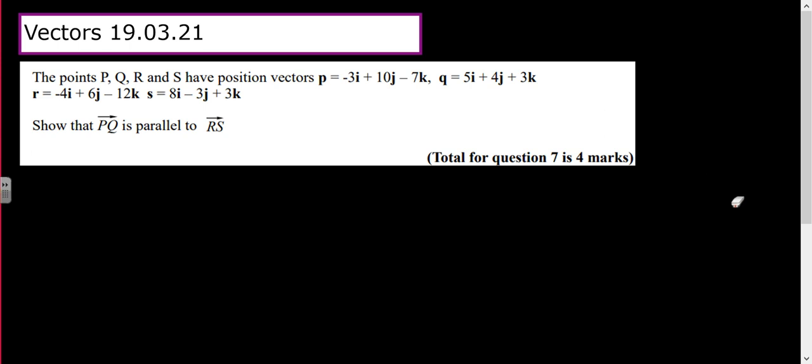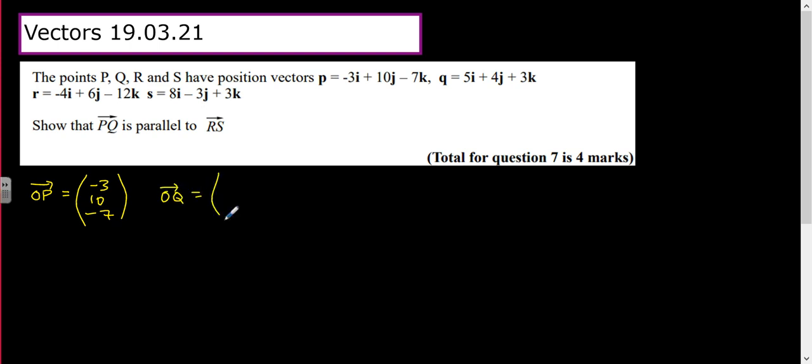So the last one really that I wanted to go through was just this, because I hadn't talked about the fact that when vectors are parallel, then one of them is a multiple of the other. So you can see in this question, P, Q, R, and S have position vectors like this. And we have to show that PQ is parallel to RS. The first thing I'm going to write down is all of these position vectors in columns. So OP is minus 3, 10, minus 7.